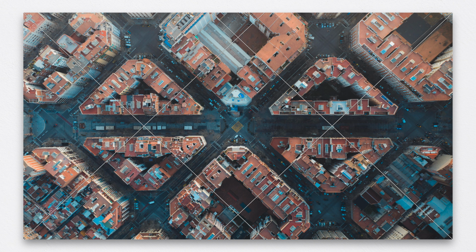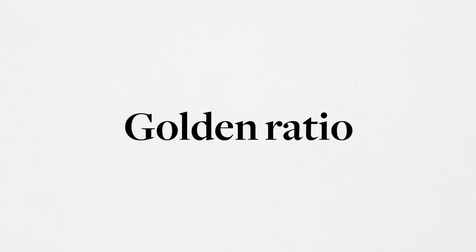And placing, again, your elements on any single one of these points, intersecting or not, will typically result in a positioning and a composition that will look a little bit stronger than if they weren't to be on those lines. And then you have all of the golden ratio stuff.